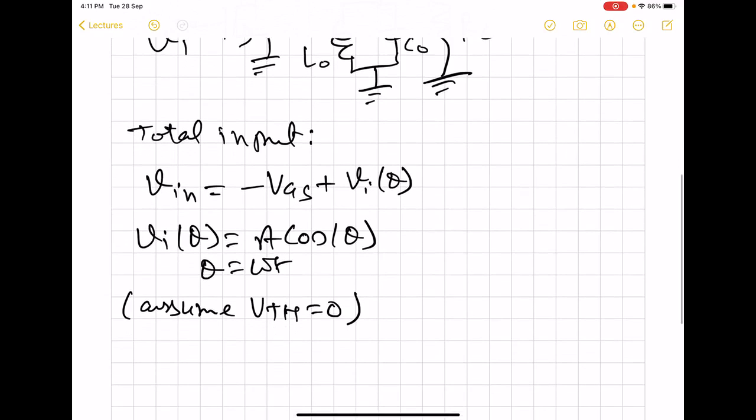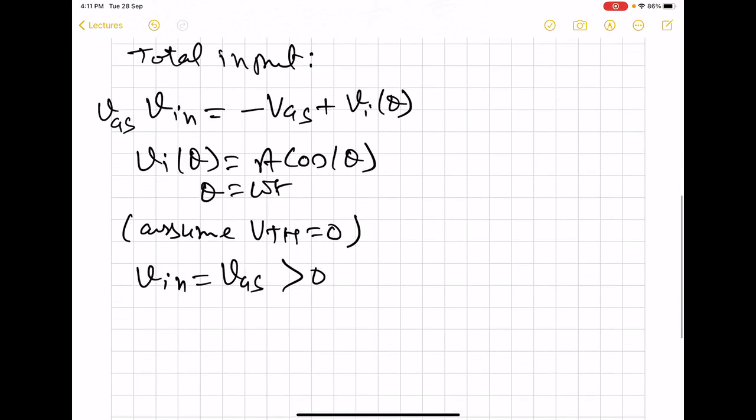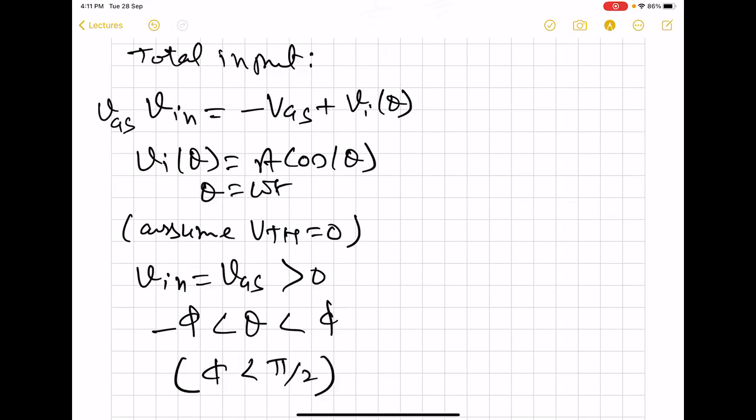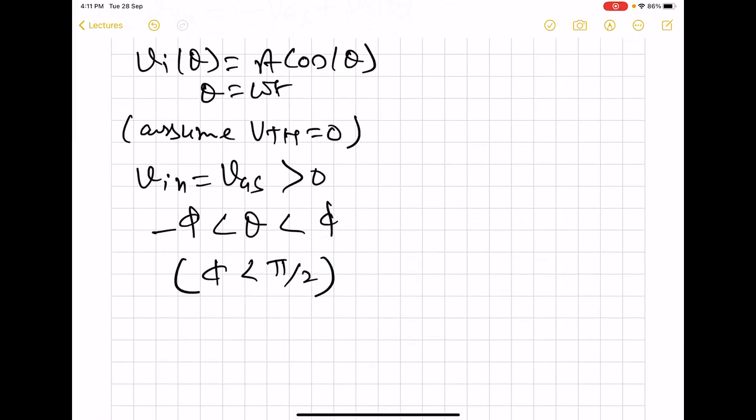So in this case, what we find is that total gate to source, so this can also be called total gate to source time varying, is greater than 0 for duration, say minus phi to phi, and where phi is going to be less than pi by 2. That means it is going to be switched on only for less than half of the cycle. So now we can plot what will be the input and then resulting drain current.